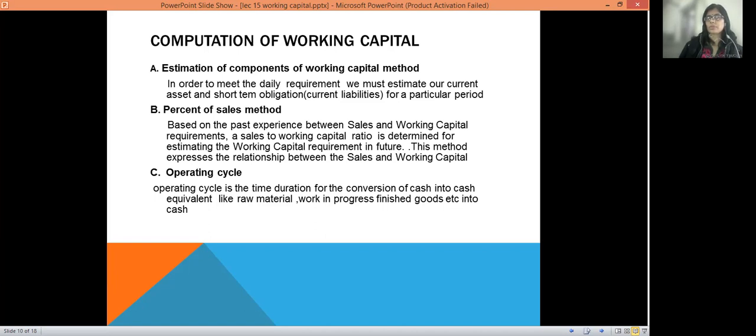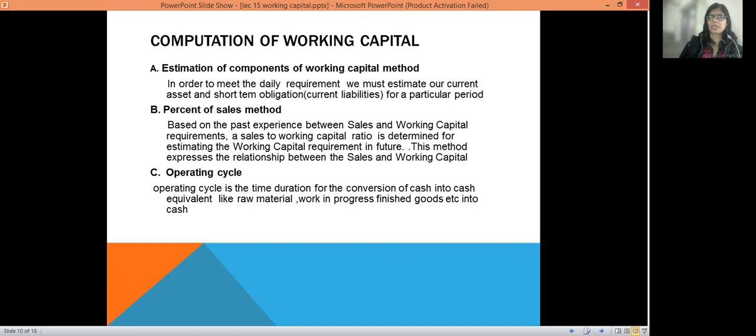And the next one is the percentage of sales method. That is a very simple and common method. According to this method, we have to use our past experience related to sales and working capital requirement. And according to that, we decide how much working capital will be required to sell that particular amount of goods. So we have to determine it in percentage according to the sales. This method defines the relationship between the sales and the working capital, so it is directly influenced by the amount of sales.